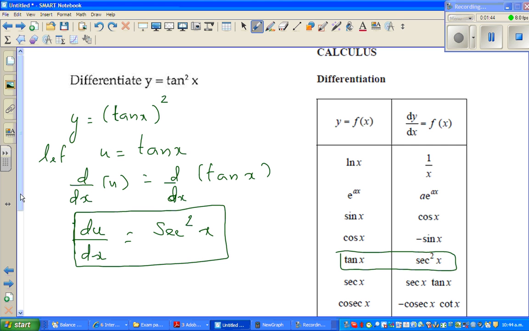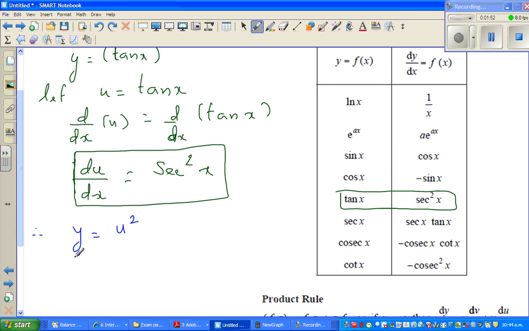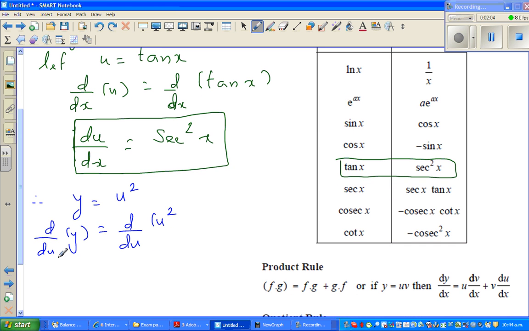Okay, now let u be equal to tan x. So this function can now be written, let me change color. Can I write therefore y is equal to u squared? Now I'm going to differentiate with respect to u. So d by du of y is equal to d by du of u squared. Differentiation is really interesting. So d by du of y is nothing but dy by du. Differentiating u squared with respect to u means drop the power down and decrease the power by 1. So that is pretty easy. So dy by du is 2u.